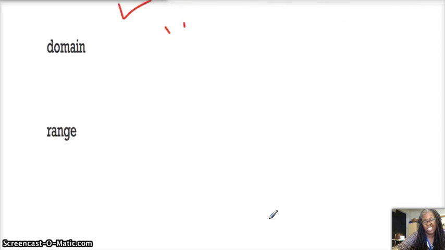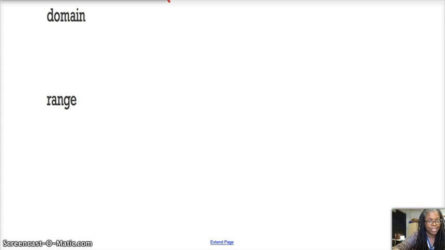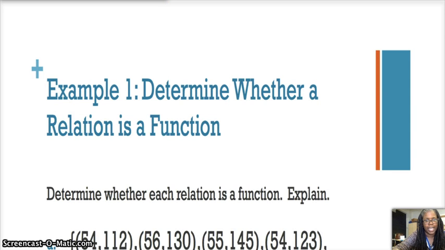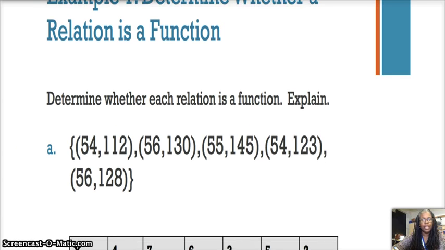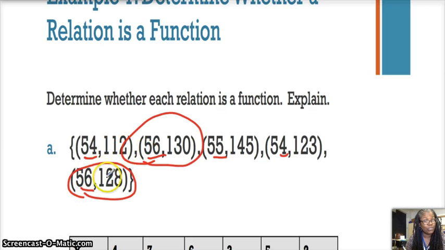We've talked about domain and range, and now it's off to our first example. Let's see what we have here. Our first example says, determine whether a relation is a function. So it's really good that we had that review. Is this relation a function? What I look at closely is to make sure that no member of the domain, or the first term, or the x term is repeated. So I go through and I look carefully. I see 54 is to 112, 56 is to 130, 55 is to 145, 54 is to 123, 56 is to 1, and I said 56 twice. So here's the problematic piece, because 56, a member of the domain, is being mapped to 2 different members of the range. So this is not a function.